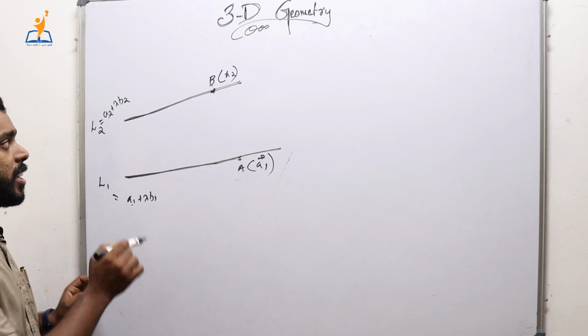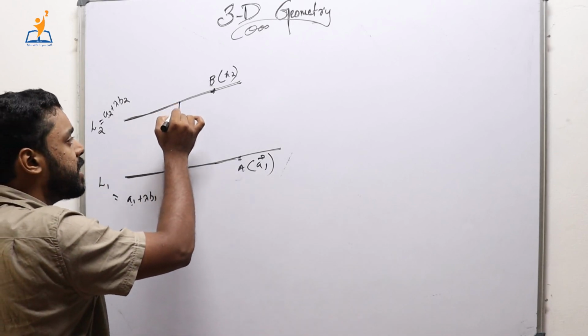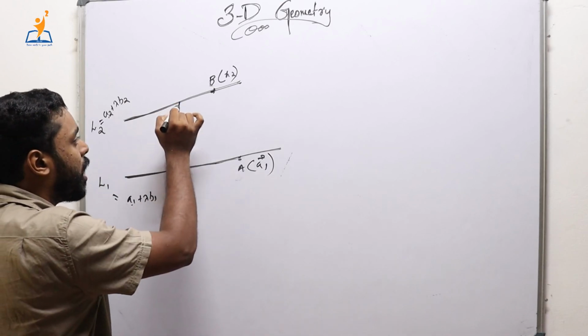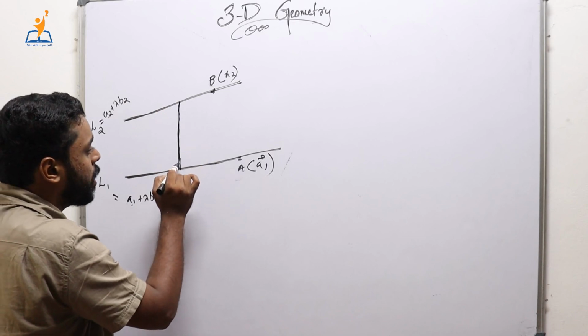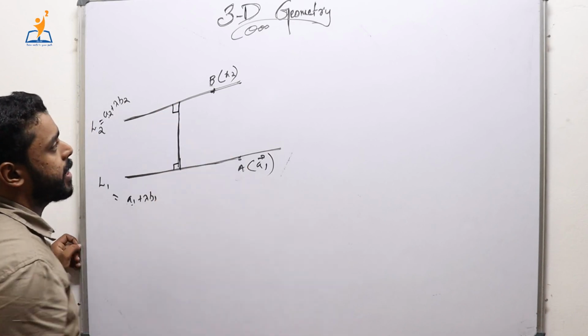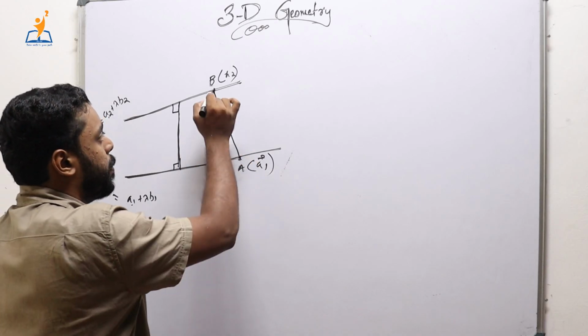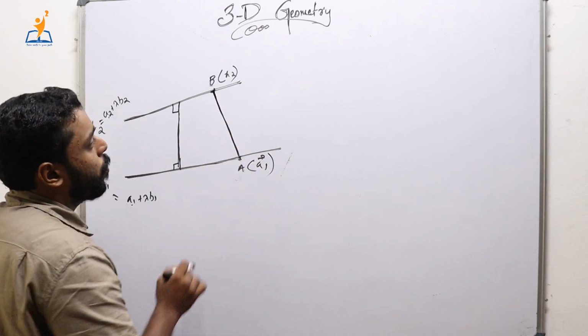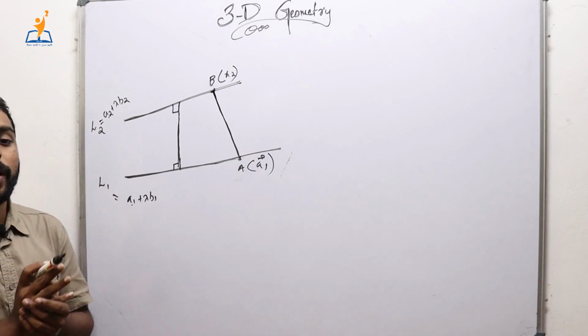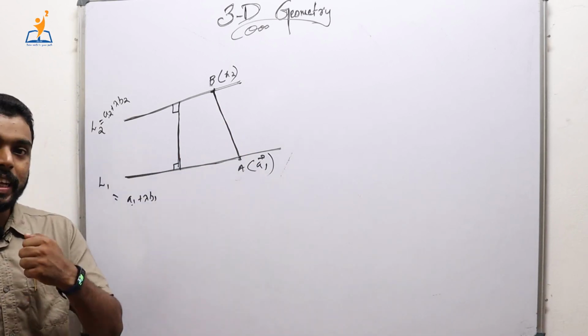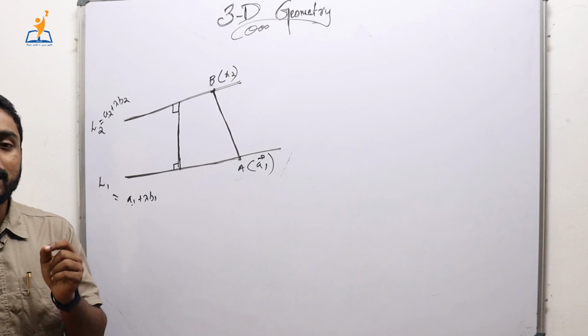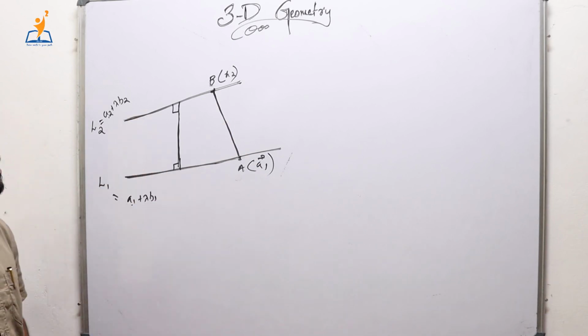These are the required conditions, and we have to find the shortest distance between these two lines, which means that we have to find the perpendicular distance between these two lines. Now we know that this is the line AB. So we have plotted all the required conditions in one figure. Now you can easily find the shortest distance between these two lines.